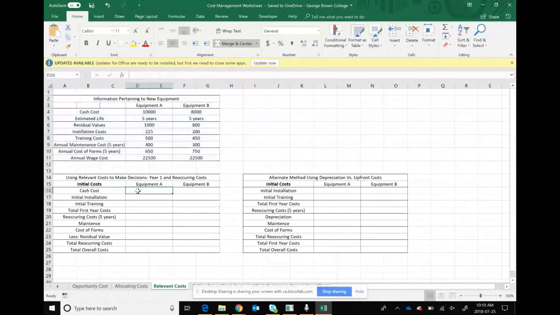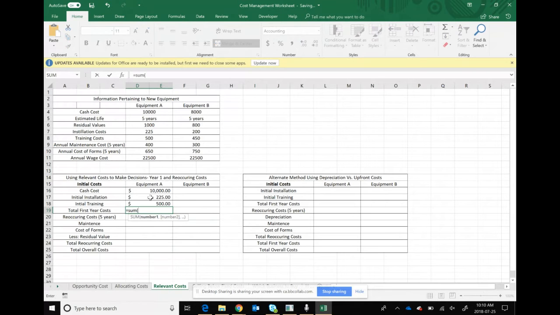So the initial cost for equipment A is $10,000. Sorry, I'm going to reformat these to be dollars because I can't tell what number I'm writing down. The initial installation is $225. The initial training is $500, for a total first year cost of $10,725. That's the amount of money you're going to be spending in the first year if you buy equipment A.